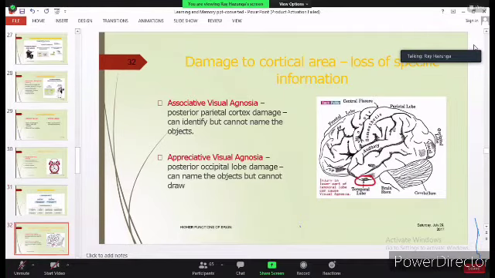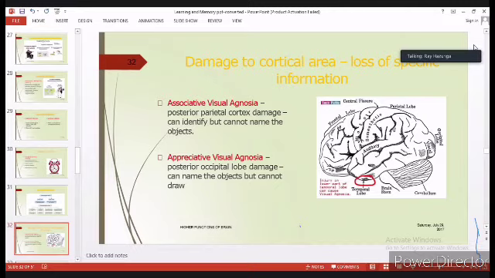Then damage to the cortical areas and loss of specific information. So now we're talking about what will happen when someone has damage to some parts of the brain, and how it affects their learning and how it affects their memory. So someone can have what is called associative visual agnosia.